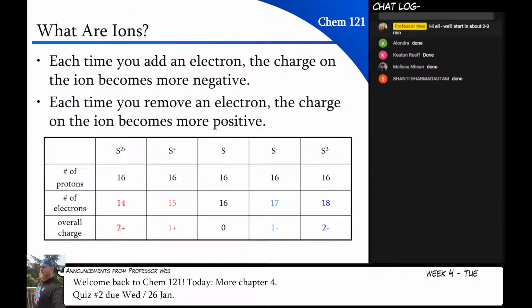Now, as shown in this table here, if I count the number of protons in each of these sulfur ions or neutral sulfur atom on its own, they're always going to be 16. There's always 16 protons in sulfur. But you can see that the number of electrons in the table, as I move left to right, changes, right? The more electrons there are, the more negative the charge is. So when I have more electrons than protons, my charge becomes negative. When I have fewer electrons than protons, my charge becomes positive.